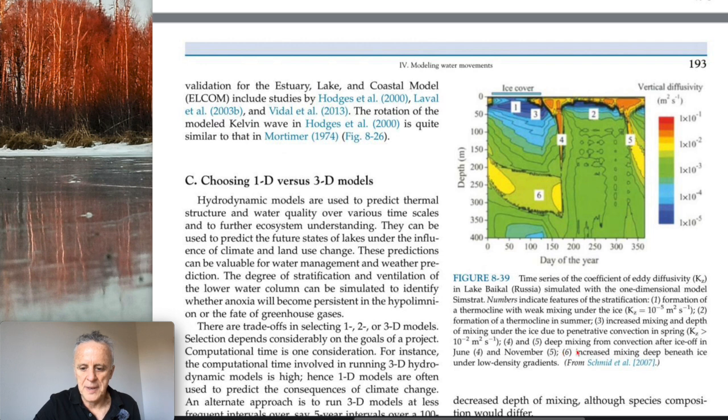4 and 5, deep mixing from convection after ice off. So 4 and 5, we have deep mixing going on here, after the ice is removed; there is no ice, as you can see. And 6, increased mixing deep beneath ice under low density gradients. So this is where we have mixing really deep in the lake.